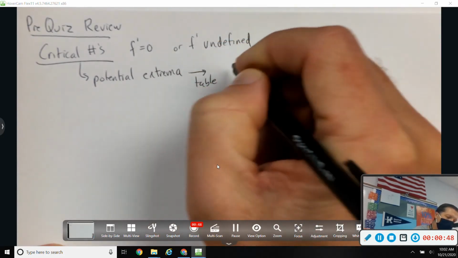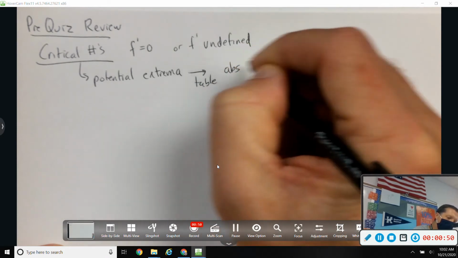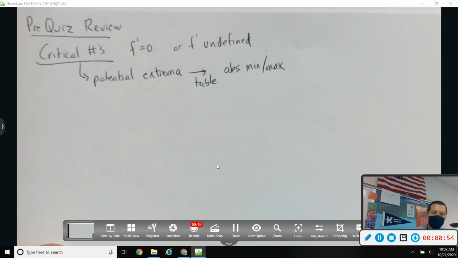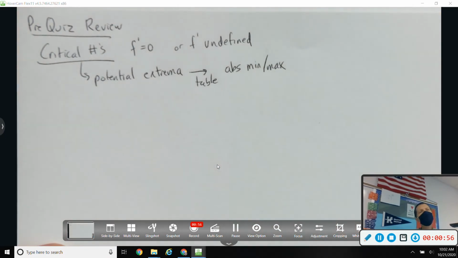I've done this flow chart 5 times today. Now what we learned today was that you could also detour into the first derivative test to figure out if they're just the top of a hill or the bottom of a valley, but that's not on the quiz. On the quiz we're just talking absolute min and max, so a table will accomplish that for us.